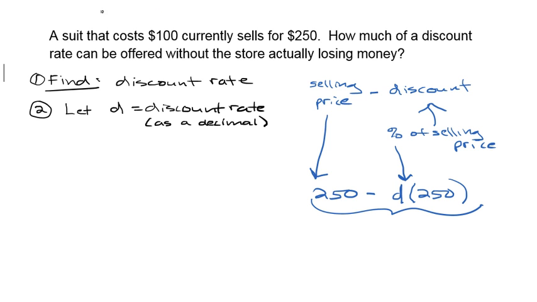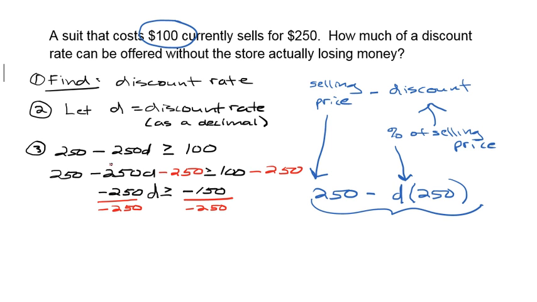And from the problem up here, we want the new price to not drop below $100, because if it drops below $100, the store's going to lose money. So let's see what we have here. We're going to write down $250 minus the discount, which is $250 times our discount rate, and we want all of that to be at least $100. So it's got to be greater than or equal to $100. So let's solve that.